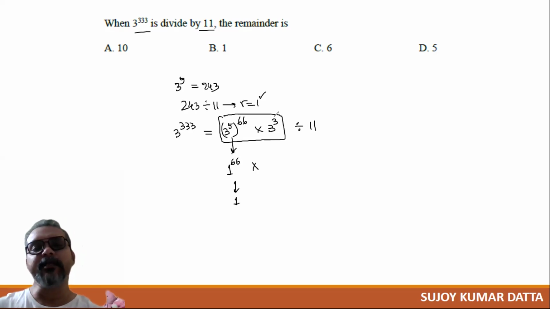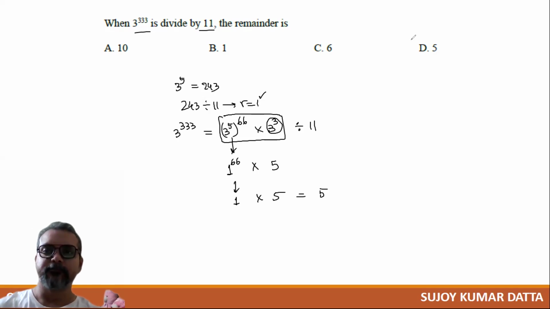Now this term here is 27. 27 divided by 11, it goes 2 times in it, and remainder is 5. So the remainder here for this entire thing would be 1 times 5. So that is 5. So that's the fourth option.